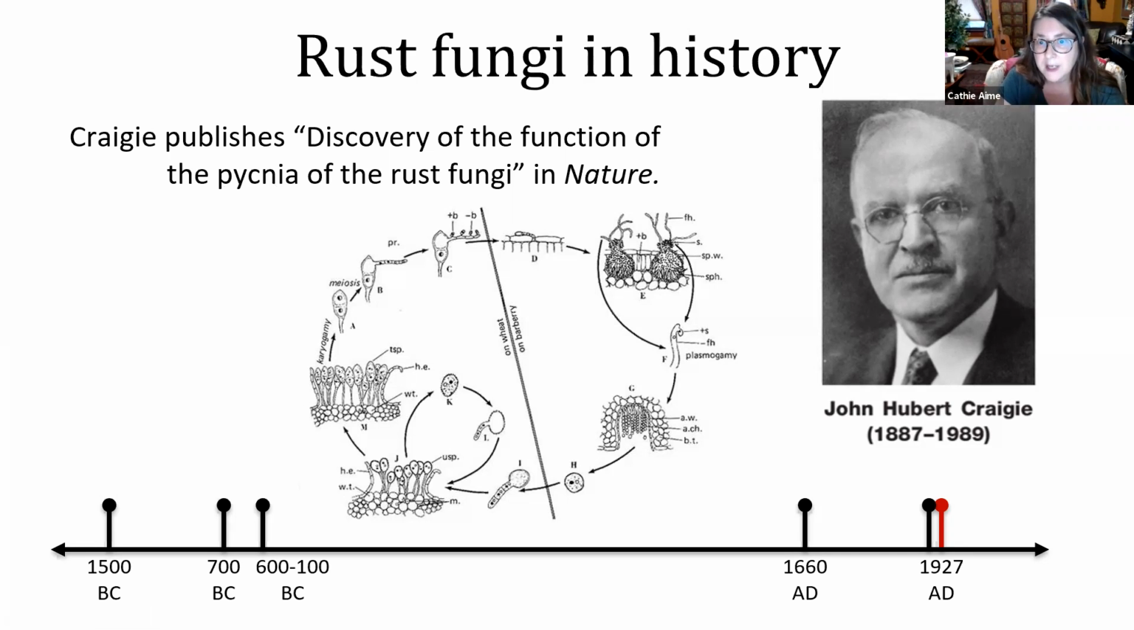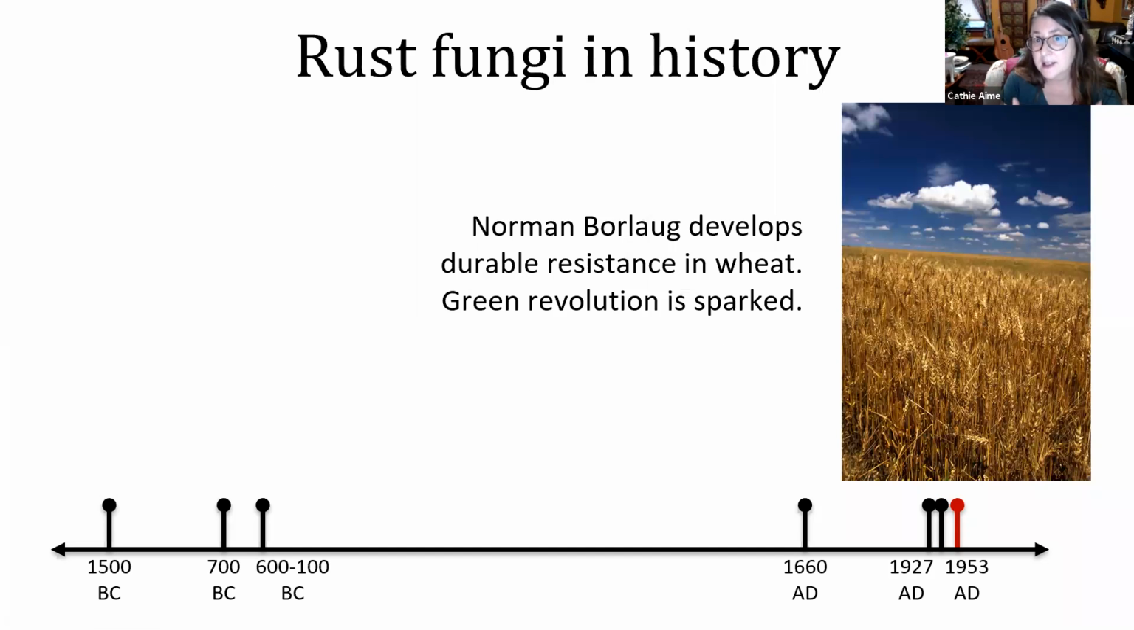But with this information, we finally understood the entire life cycle, and that paved the way, especially knowing where fertilization occurred, for better breeding programs. And that was developed, of course, by Norman Borlaug. And I'm sure a lot of you probably heard of Borlaug. He was a very famous agricultural scientist, but he was the first person to breed durable resistance against wheat rust into wheat.